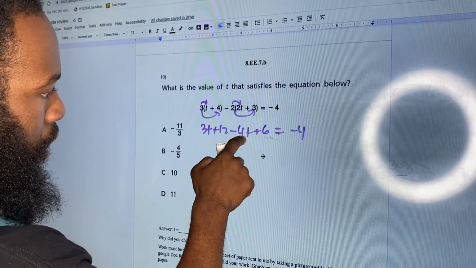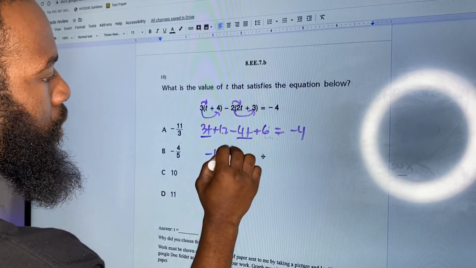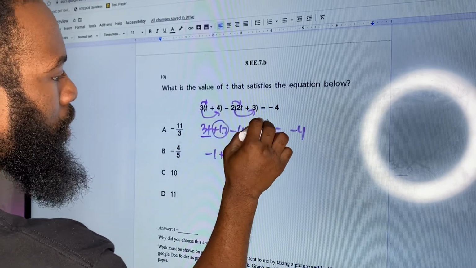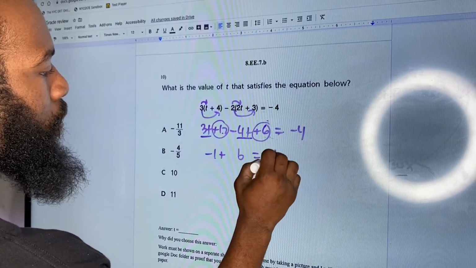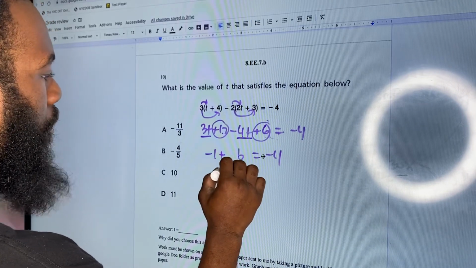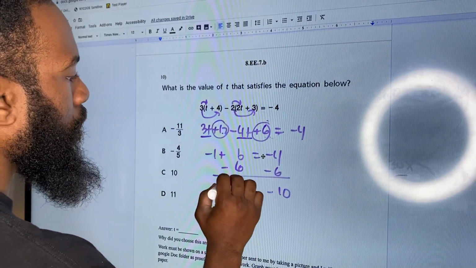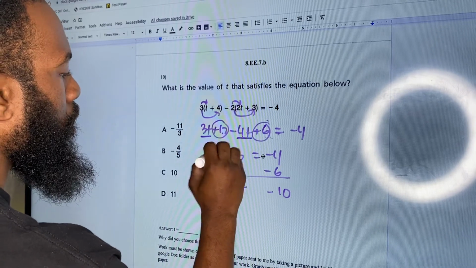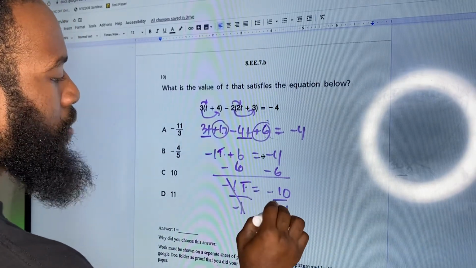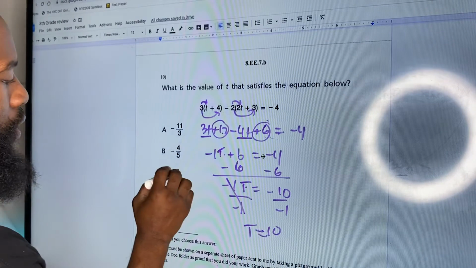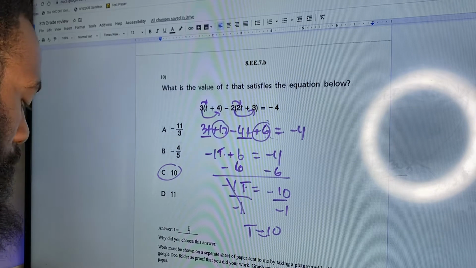3t minus 4t is -1t. 12 minus 6 is 6 equals -4. Minus 6 minus 6, that's -4 minus 6 is -10. -1t equals -10, divided by -1, divided by -1. -10 divided by -1, t equals +10. T equals 10, right? You put that there.